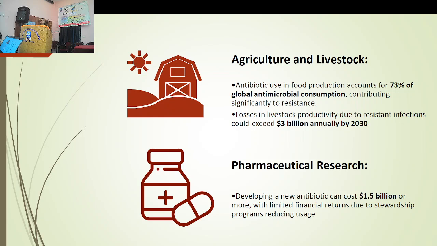I told you that pharma will invest where there is profit. And if the antibiotics are not working, there is no profit. The pharma will not invest. So there will be a lack of investment in terms of the pharmaceutical companies.